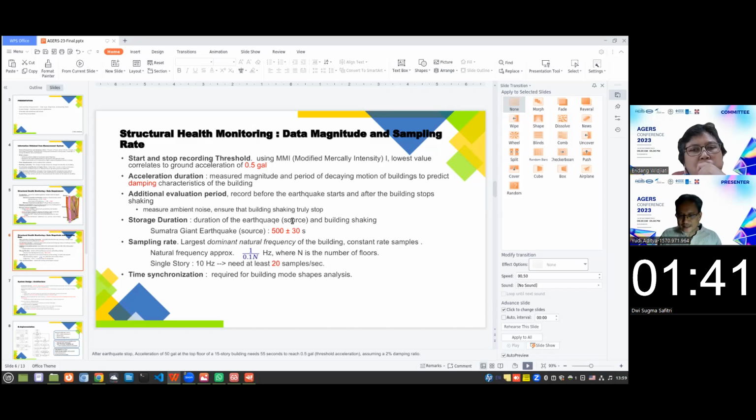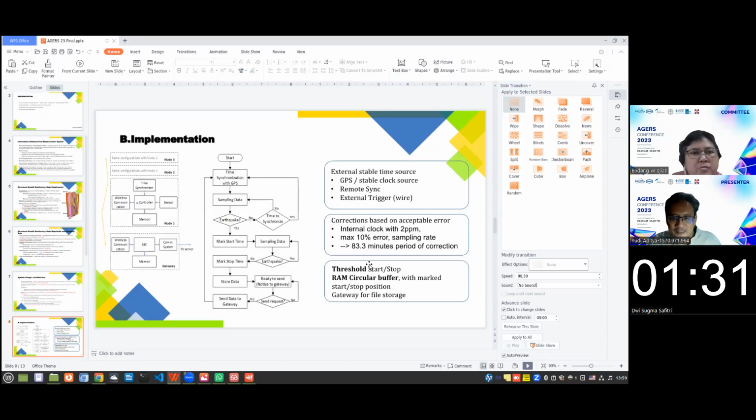So the system has to record the data all the time. Okay, but how to do it? This is how we recommend the implementation, by using a circular buffer. Because our memory is limited in size, it has to record all the time, but by recycling the memory, it records the data in a circular motion.